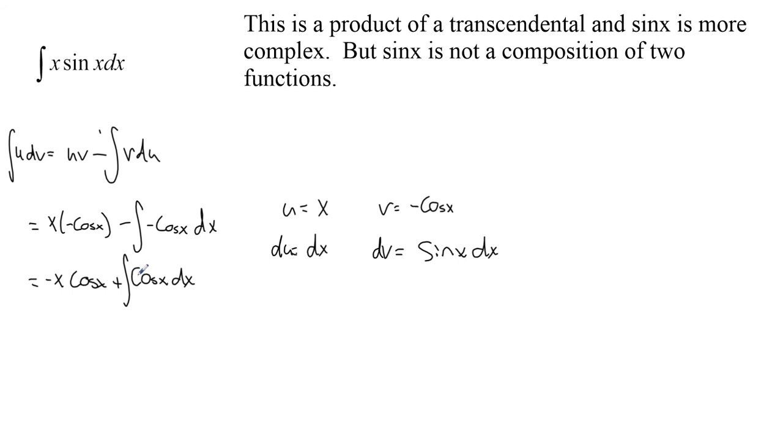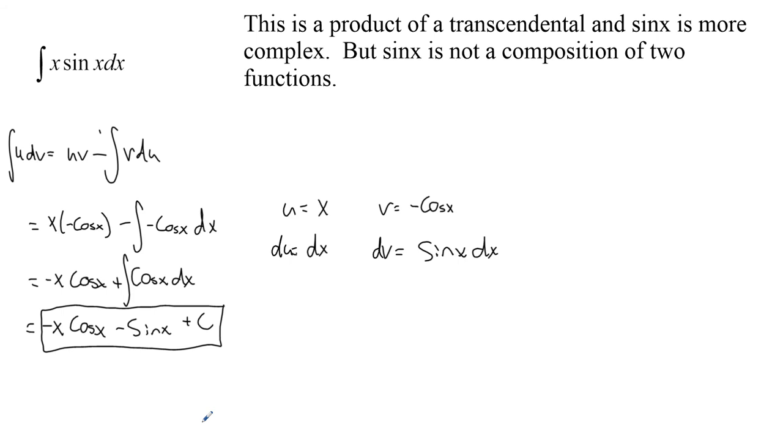And the integral of cosine is sine, so I've got negative x cosine x plus sine x. And since I'm done integrating, we're going to throw in that extra c, and we're going to be done. That is my integration by parts.